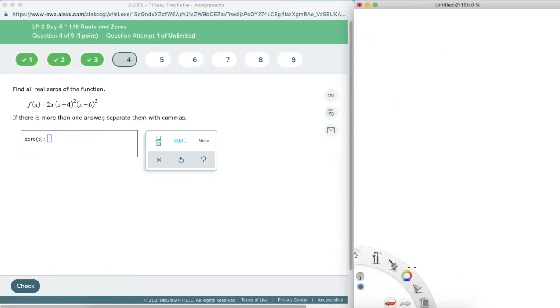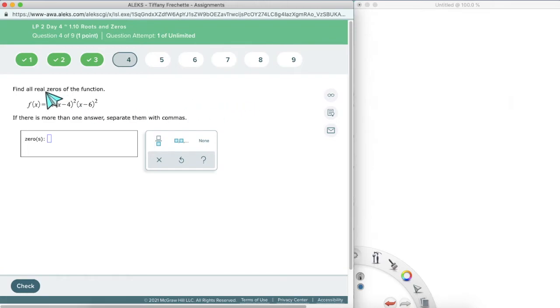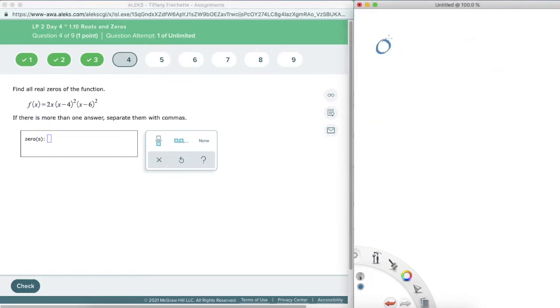So that's what this is. This f of x is just function notation. And it says, find all real zeros of the function. Remember, when I want the zeros, that means make y zero. And f of x, or the function notation, is just another way to write y. So instead of writing f of x, I could write y if I wanted to. But remember, I want to know when this is zero. So I'm just going to go ahead and write it as zero on my page here.